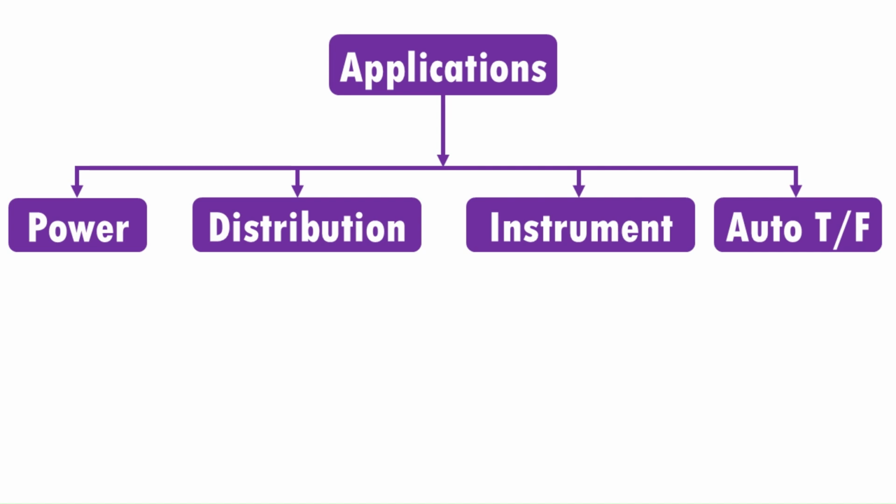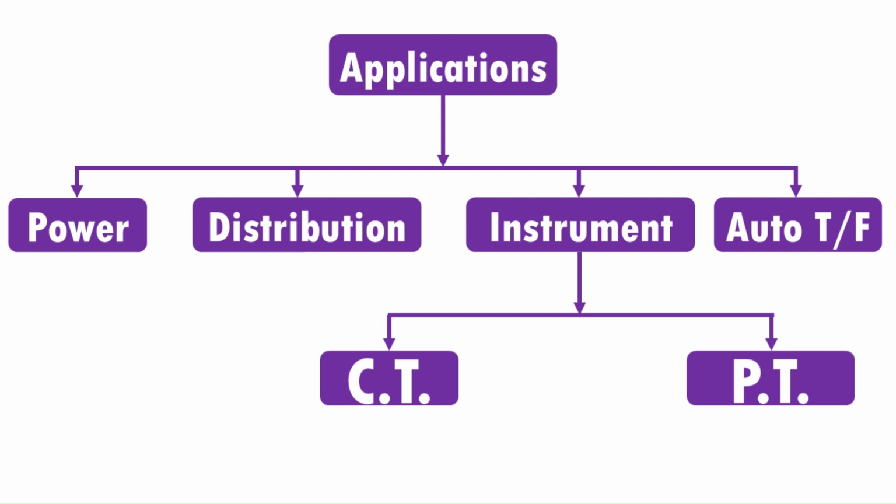Instrument transformers are further divided into two types. First is current transformer and second is potential transformer. Current transformer steps down the high primary current to a lower secondary current, while potential transformer steps down high voltage to a low standard secondary voltage.